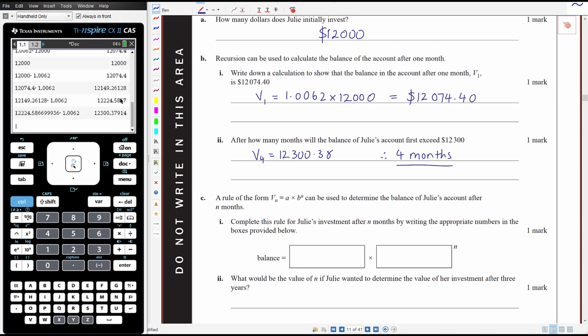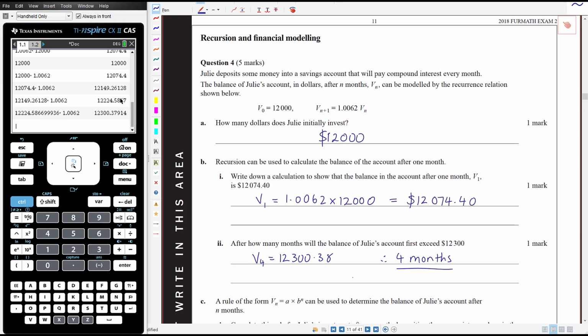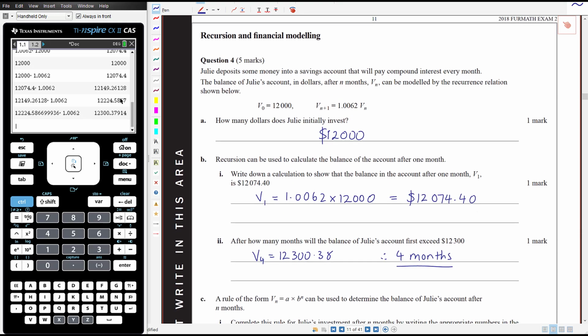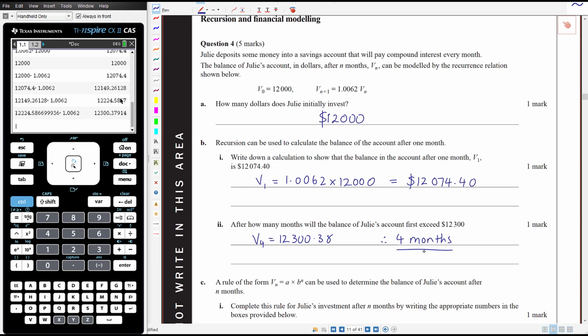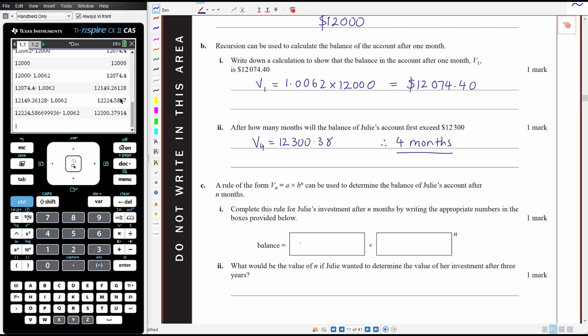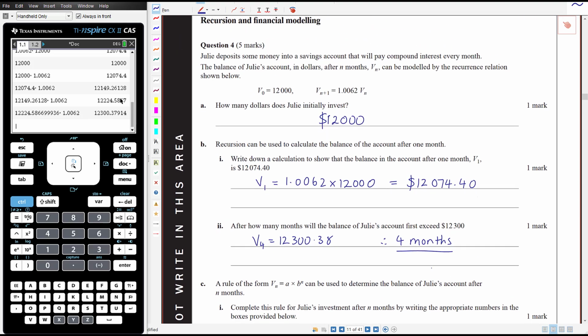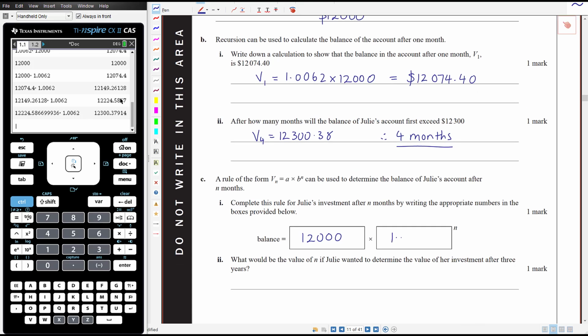A rule of the form Vn equals a times b to the power of n can be used to determine the balance of Julie's account after n months. Because she's not also got payments going in or out, it's simply the interest being added each month. So just geometric growth, we can convert the recurrence relation into a rule. The balance at any time, n, will be her initial $12,000 multiplied by 1.0062 every month, and we do that n times depending on how many months.